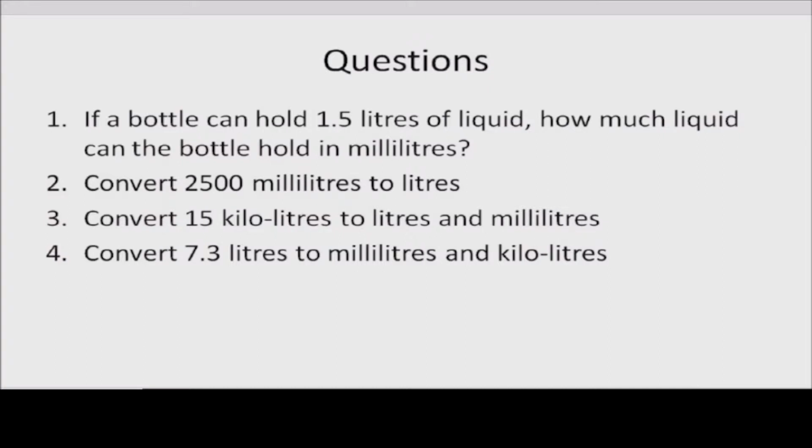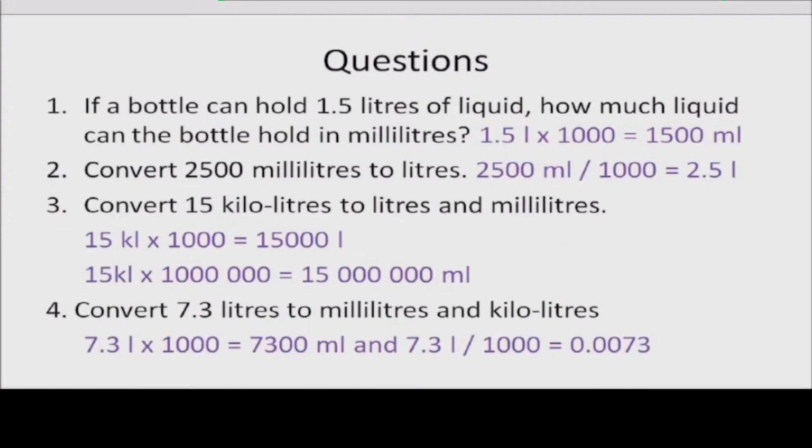So I'll go through the answers. For question number 1, you need to convert liters to milliliters. So 1.5 liters multiplied by 1000 to convert to milliliters will give you 1500 milliliters. Number 2, you need to convert milliliters to liters. That means you divide. So 2500 milliliters divided by 1000 will give you 2.5 liters.